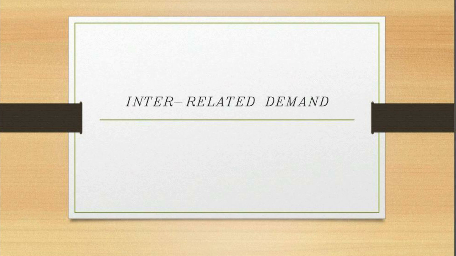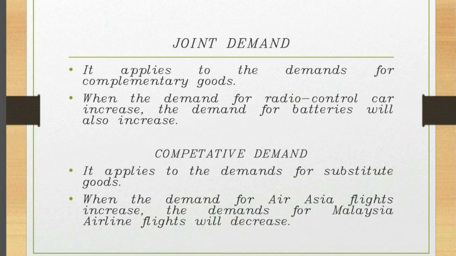Next, we will discuss interrelated demand. Firstly, joint demand. It applies to the demand for complementary goods. When the demand for radio control cars increases, the demand for batteries will also increase. Secondly, competitive demand. It applies to the demand for substitute goods. When the demand for Air Asia flights increases, the demand for Malaysia Airlines flights will decrease.